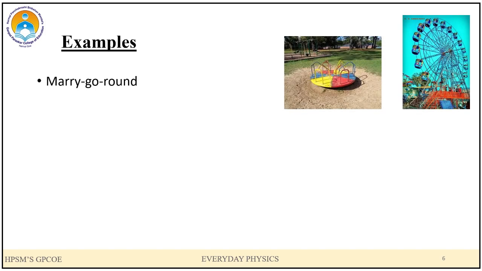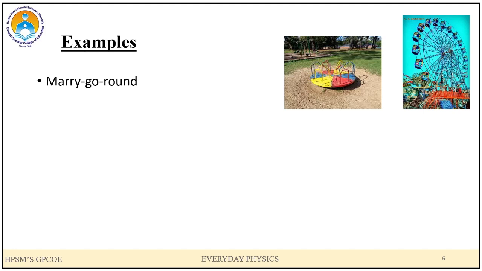Merry-go-round or giant wheel. You must have experienced that when you sit in a giant wheel, you experience a force which is outward. Suppose I am observing you on a giant wheel. The platform is taking a circular path. I can say that it is attached to one rod, that's why it is moving in a circular path.